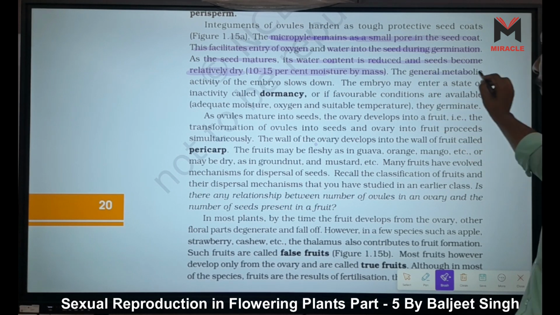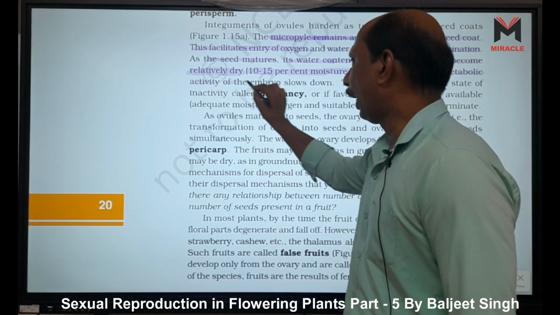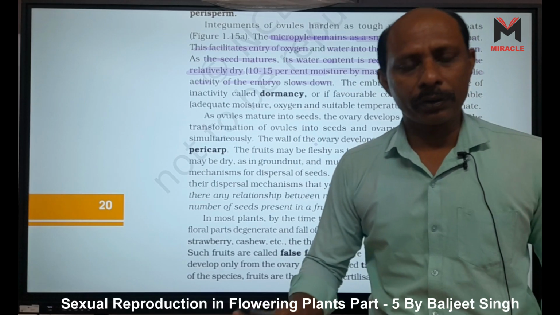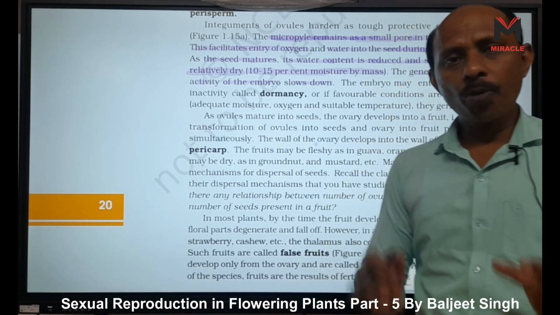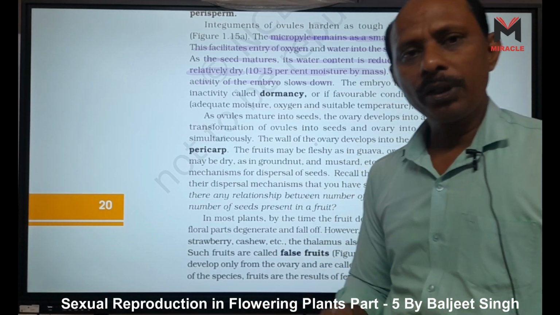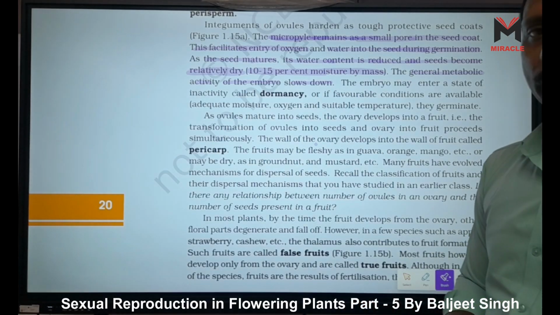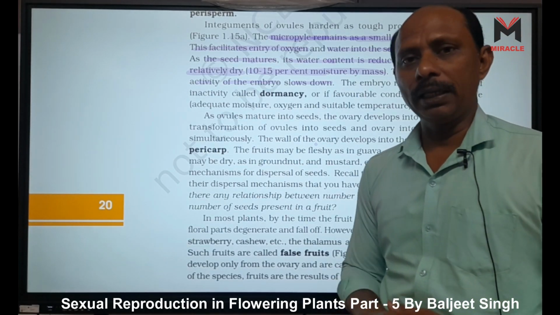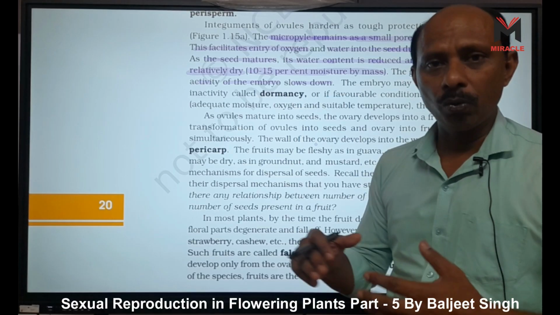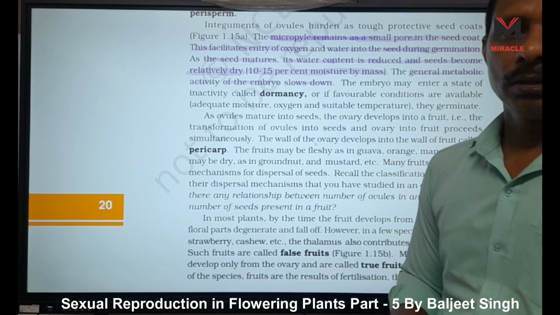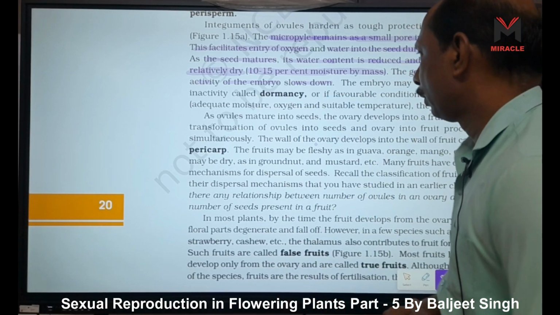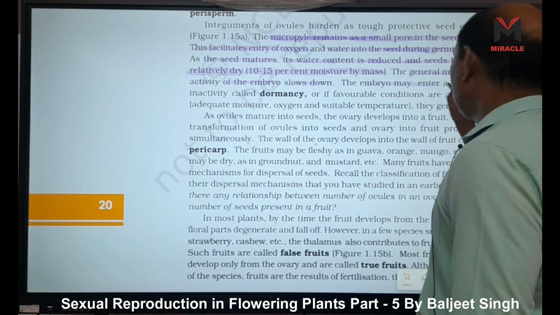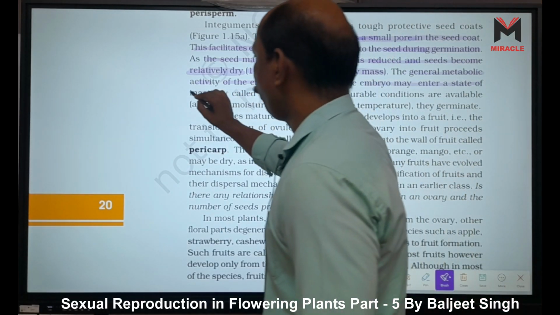The general metabolic activities of the embryo slow down but do not stop. Stop means dead. The metabolic activity slows down because metabolic activity is present. That's why in a granary, when we go into the granary, we feel some warmth, right? The embryo may enter a state of inactivity.